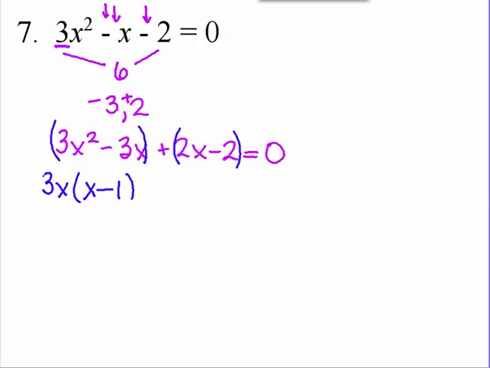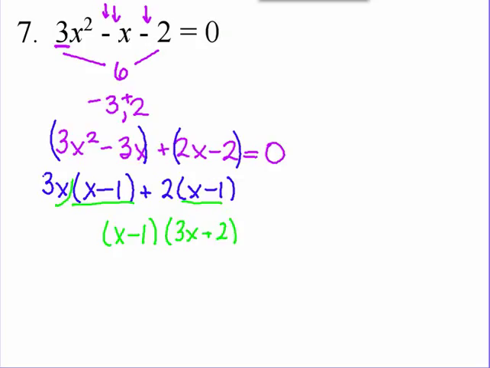x minus 1. What do you take out from the second? A 2. Leaves you with? 2 times x minus 1. And they match, because remember, that is going to be one factor. What's your other factor going to be? 3x plus 2. Remember, our other factor is the leftovers, what's on the outside of the parentheses.